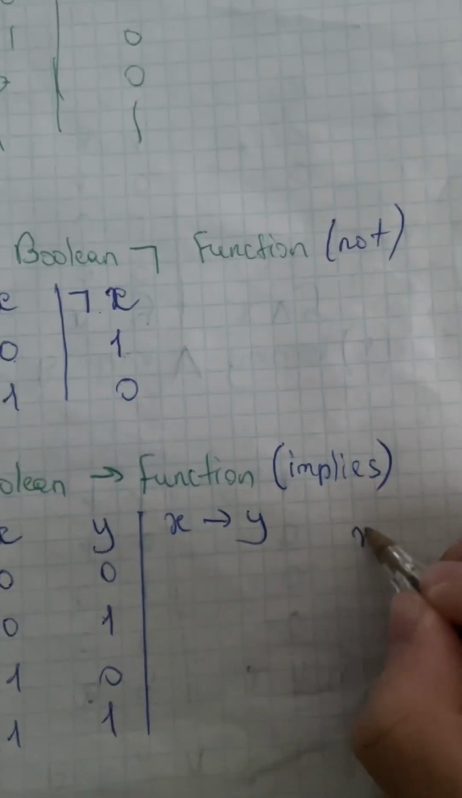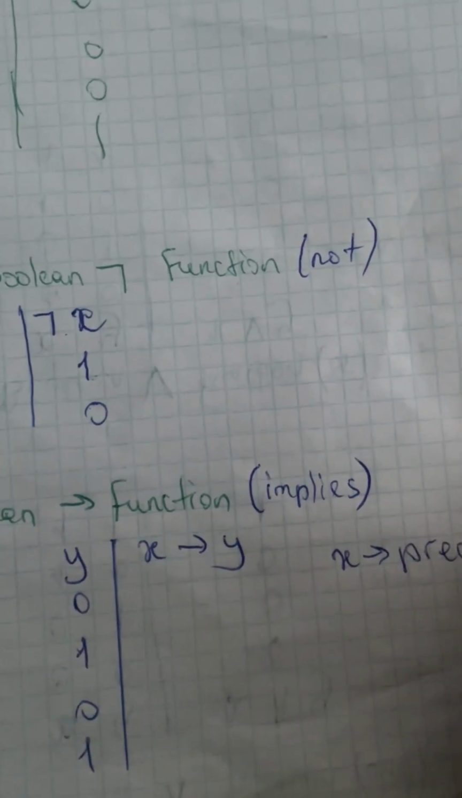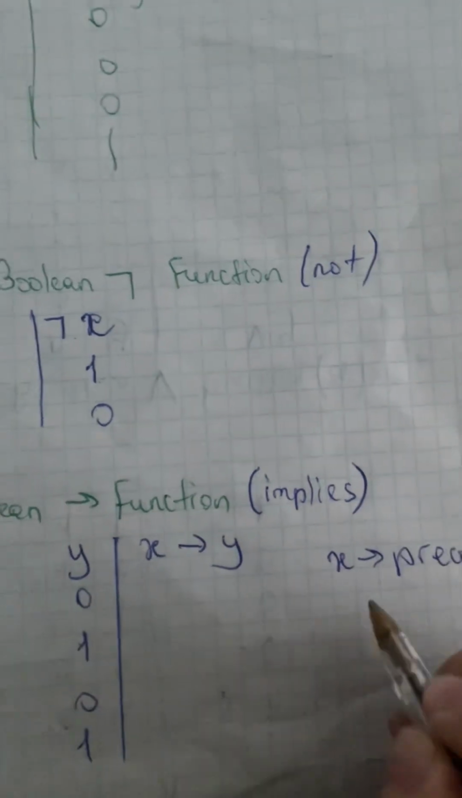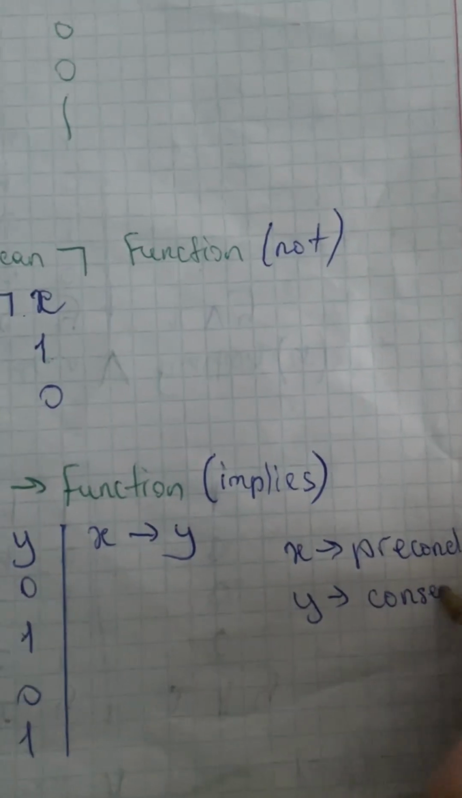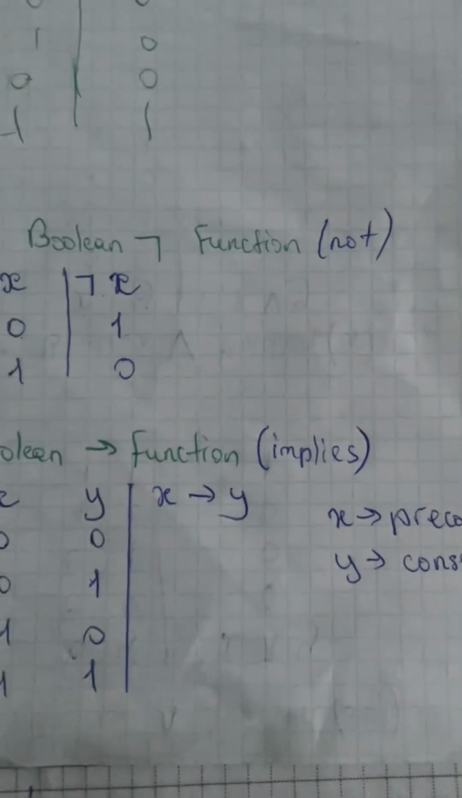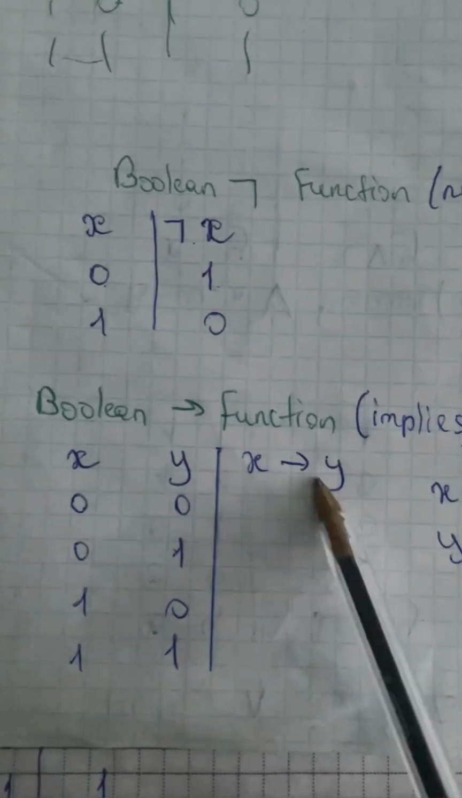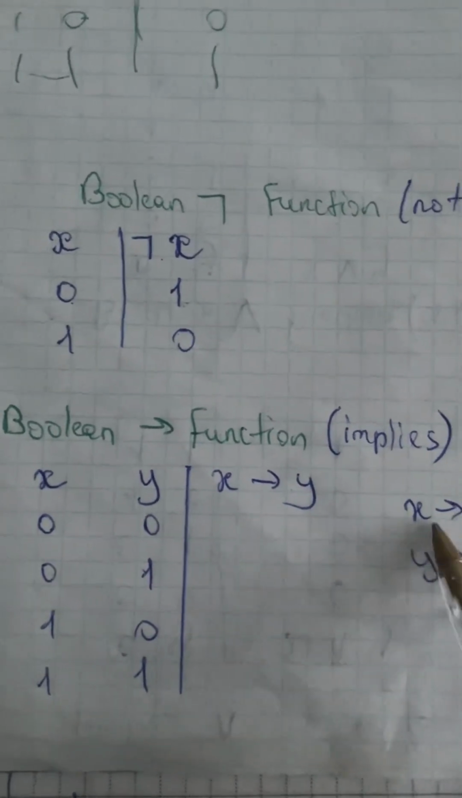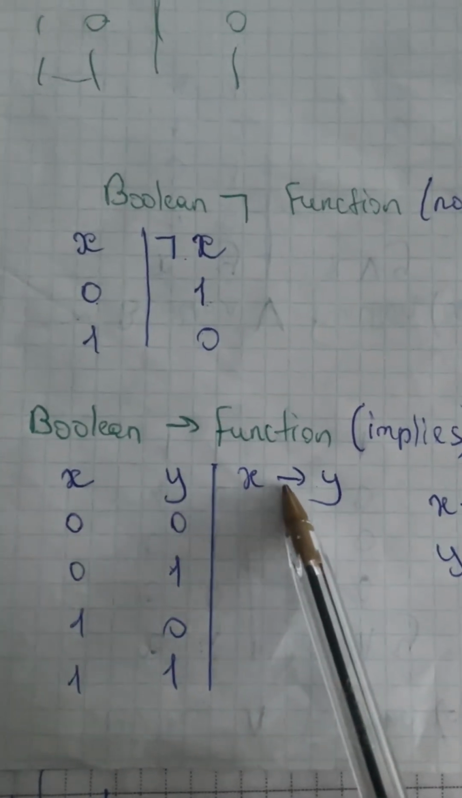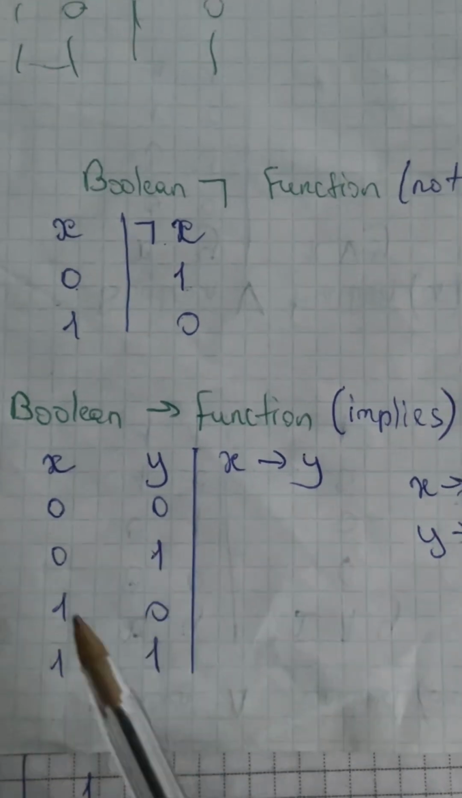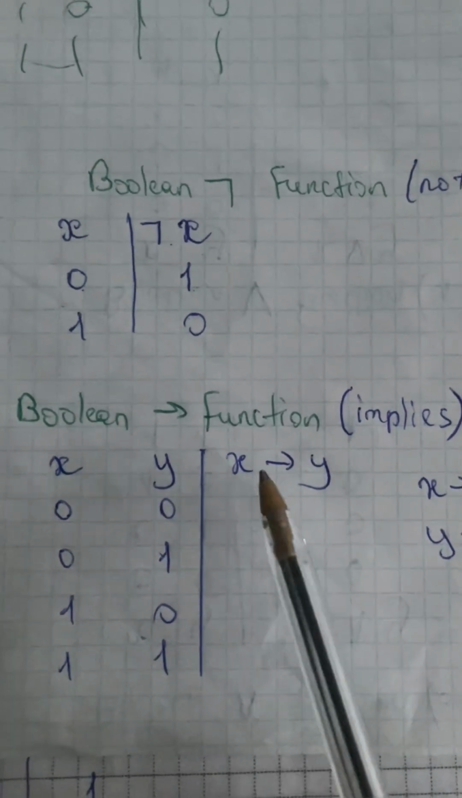Here x is the precondition, y is the consequence, and a logical implication is false only if the precondition is true while the consequence is false. The result would be 0 when x is 1 while y is 0. In other cases it will always be 1.